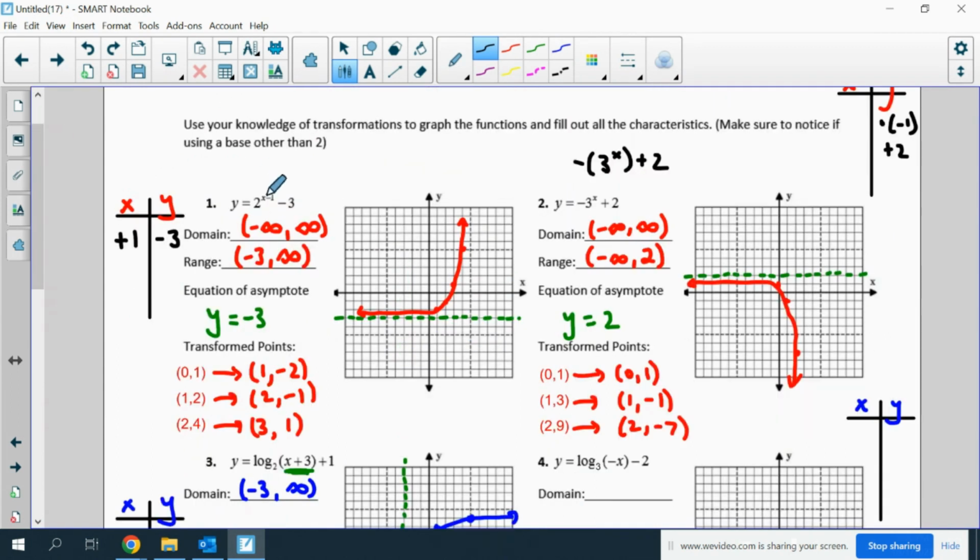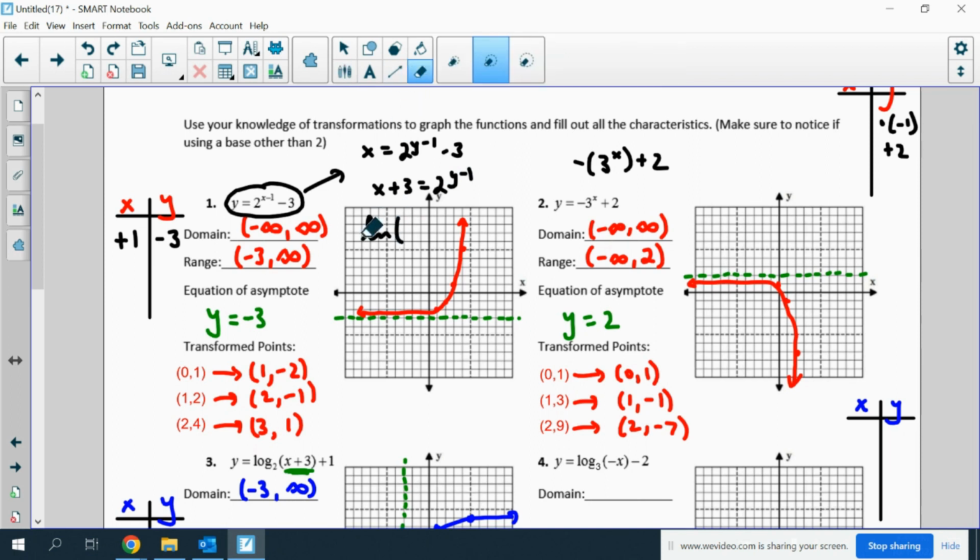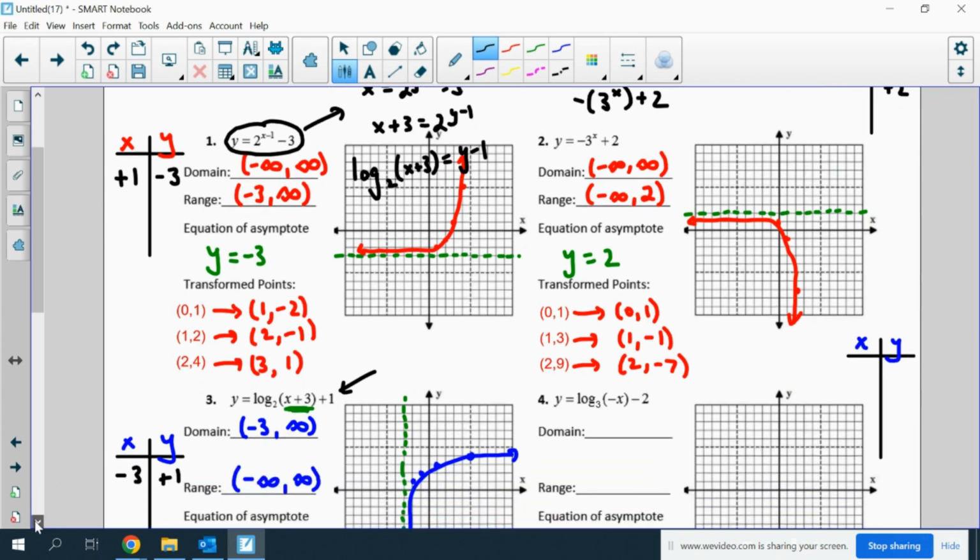That's because if I find the inverse function of number 1 and I change the x and y's and then solve for y, I get rid of 2 to a power by taking log base 2 of both sides. And then if I add 1 to both sides, I get y equals log base 2 of x minus 3 minus 1. So notice that if I actually solve this using the inverse function method, I would get the same thing.